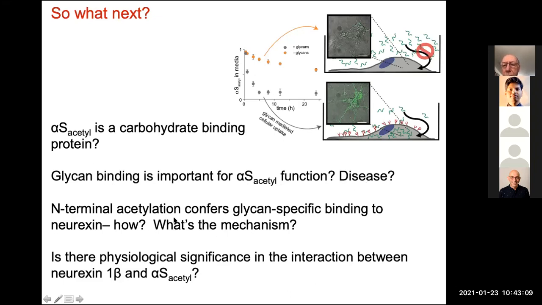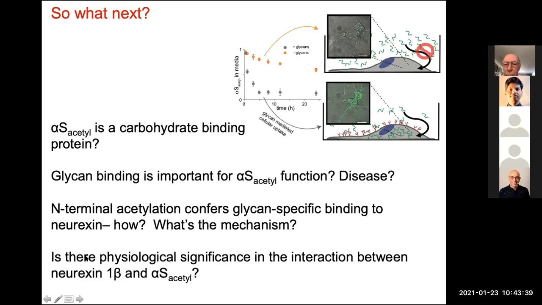We're working on high resolution structural approaches to understanding this interaction, because we think it's really interesting to understand how this acetylation is going to confer this glycan specific binding. There's been nice NMR work from a number of groups which have shown that acetylation of the N-terminus of alpha-synuclein enhances the helical content. Although it doesn't form stable helices in solution, it is more helical, and this may be important for recognition, and we're looking into that.